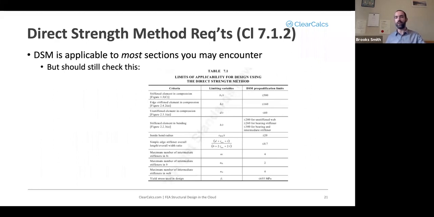So for using the direct strength method, you should be meeting all the requirements set forth in table 7.1 for your cross-section. Most sections you encounter are going to easily meet all of these requirements, but you still should check this. Even if your section falls outside of these limits, you can still probably use the direct strength method. You would just need to calculate your own phi values and make sure that phi is correct for the given cross-section that you have.